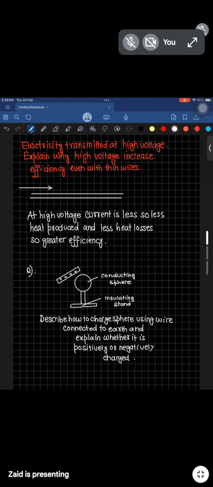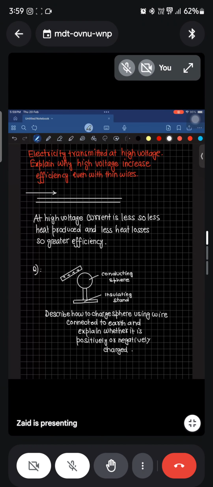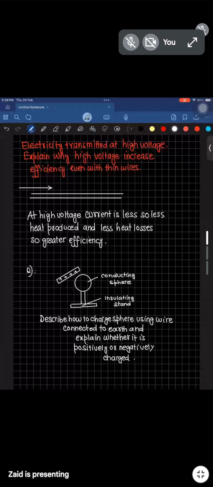You remember we studied two different scenarios. One was that when we have a negatively charged rod, the negatively charged rod is going to attract all the positive charges. And then when we bring the earth wire, the earth wire is going to take away all the negative electrons towards the earth, leaving behind all the positive charges. So the sphere is going to be positively charged.